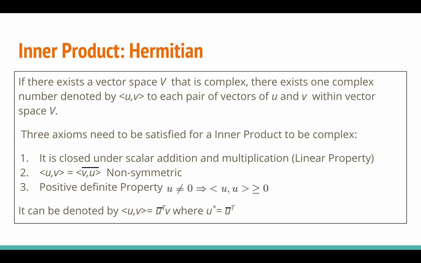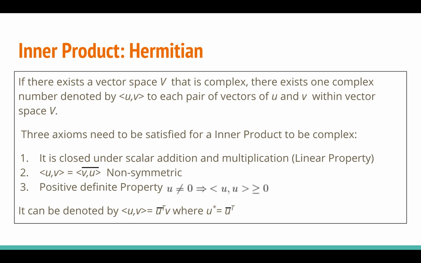And now we go to Hermitian inner products, which are basically complex inner products. So it states that if there exists a vector space V that is complex, there exists one complex number denoted by the inner product of u comma v to each pair of vectors u, v within vector space V. In order for this to happen, three axioms need to be satisfied.